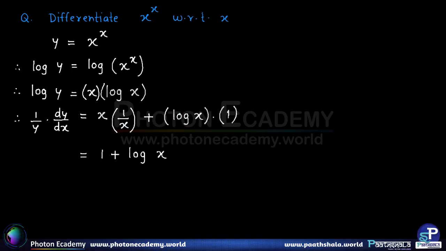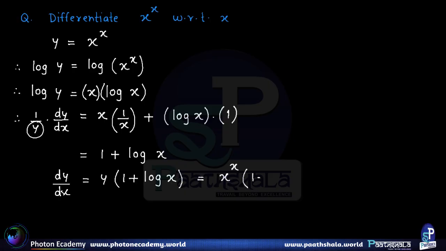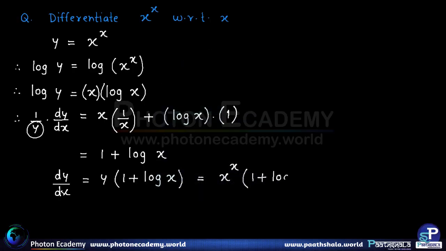So dy by dx is nothing but, we have to bring y to the right hand side, so that is y into 1 plus log x, and lastly we replace y with the given function, that is x raised to x into 1 plus log x. So that is the final answer of the derivative. So this is how we use logarithmic differentiation.